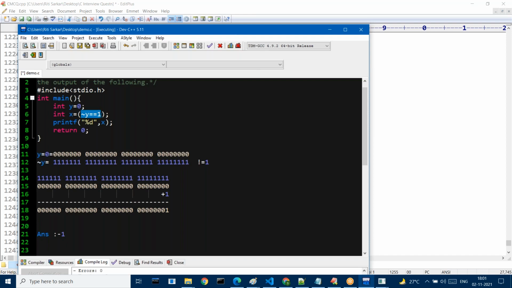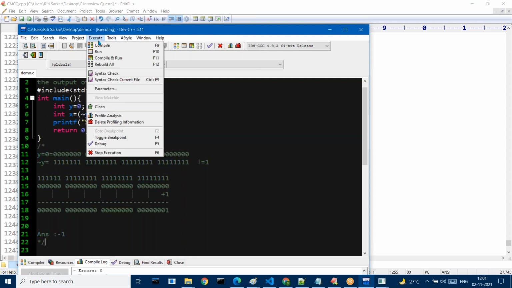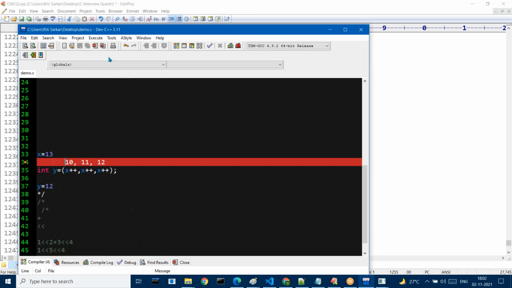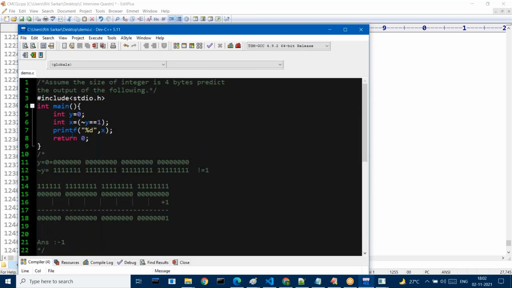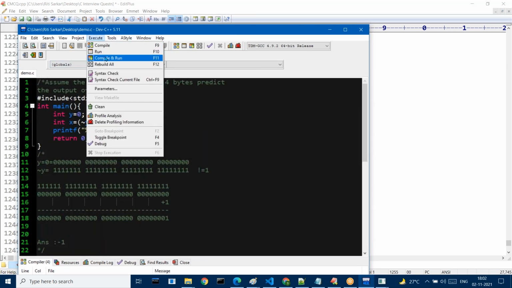That -1, you are comparing with 1. Are -1 and 1 the same? No. What is the answer here? 0. X value will be given what, guys? 0. Super. Execute, compile and run.